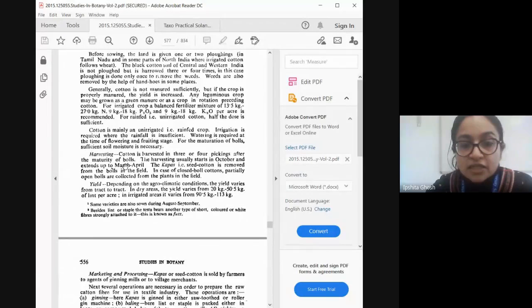Regarding the harvesting, it means how it is obtained or extracted from the plant. Cotton is harvested in 3 or 4 pickings. They are basically hand picked. The traditional method is hand picking, but on an industrial scale people use huge machines, though it's best to hand pick. There are 3 or 4 pickings after the maturity of the bolls, which we call cotton balls. When the fruiting is there, the fruit splits and the cotton comes out.